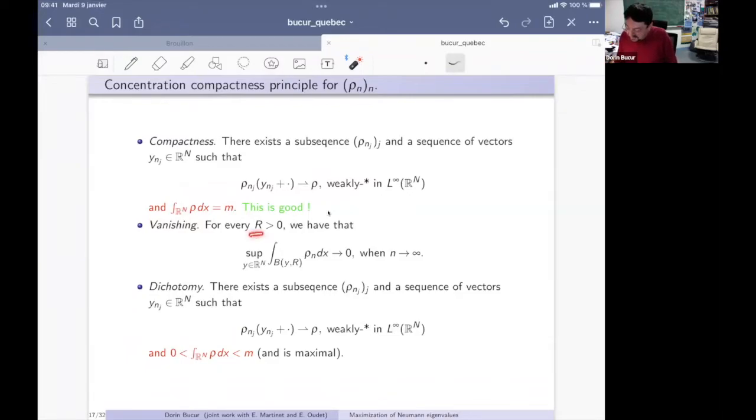Unfortunately, it could happen that there is nowhere concentration of mass. This reads like that. For every positive radius r, you take the density rho n, and you search with a ball of radius r where most of the mass of the density is, and you take the highest value of the mass. And this goes to zero. This means there is no concentration of mass anywhere, and for every translation you make, the weak limit will always be zero. So in this case, we don't build an optimal density.